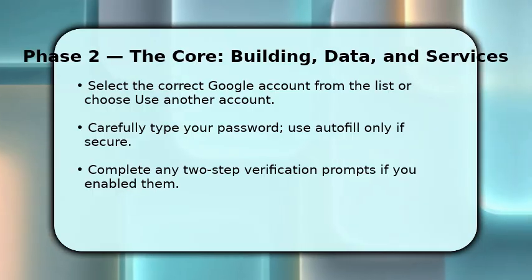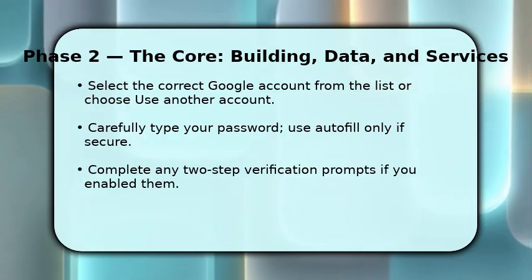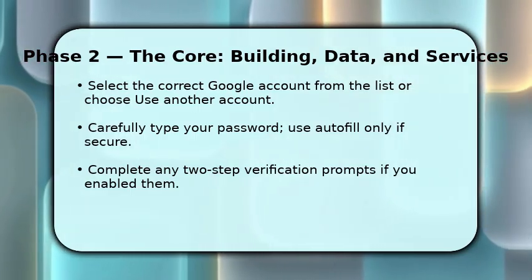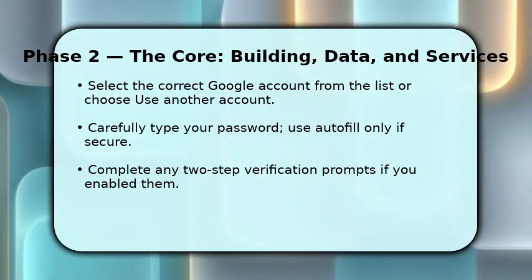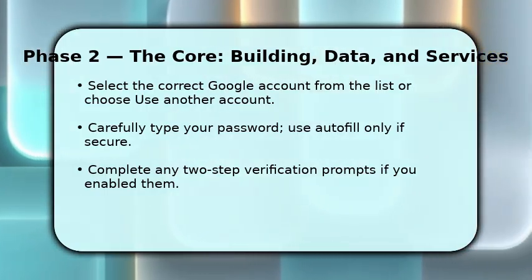If you see a two-step verification prompt, follow those steps. Enter the code from your Authenticator app or text message. Make sure to approve any device permissions requested, since YouTube TV needs access to location for regional channels.